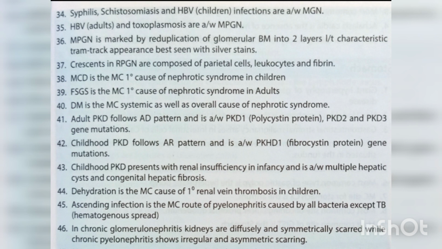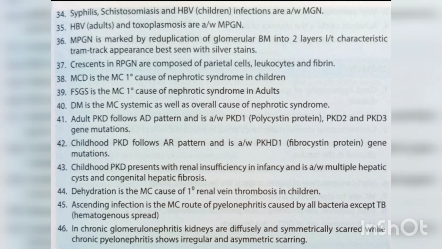Adult PKD follows autosomal dominant pattern and is associated with polycystin protein, PKD1, PKD2, PKD3 gene mutations. Childhood PKD follows autosomal recessive pattern and is associated with PKHD1, fibrocystin protein gene mutations. Childhood PKD presents with renal insufficiency in infancy and is associated with multiple hepatic cysts and congenital hepatic fibrosis.